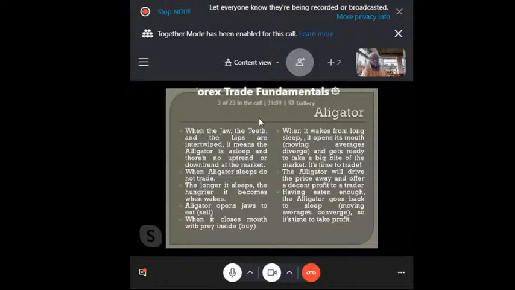When it wakes from a long sleep, it opens its mouth and gets ready to take a big bite of the market. And it is time to trade. The alligator will drive the price away and offer a decent profit to a trader. Having eaten enough, the alligator goes back to sleep. So it is time you take your profits. Next slide.